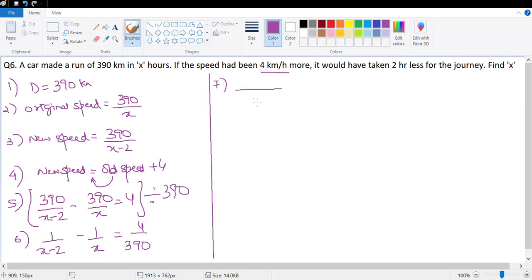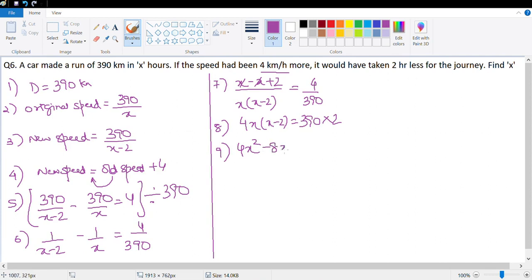When I take the LCM, it is x times x minus 2. This is x minus x plus 2. Right, that's x minus x plus 2, and this is equal to 4 upon 390. Let's cross multiply. We have 4x times x minus 2 is equal to 390 into 2. Okay, so this is 4x square minus 8x is equal to 39 into 2, that's 78, so 780. So 4x square minus 8x minus 780 is equal to 0.